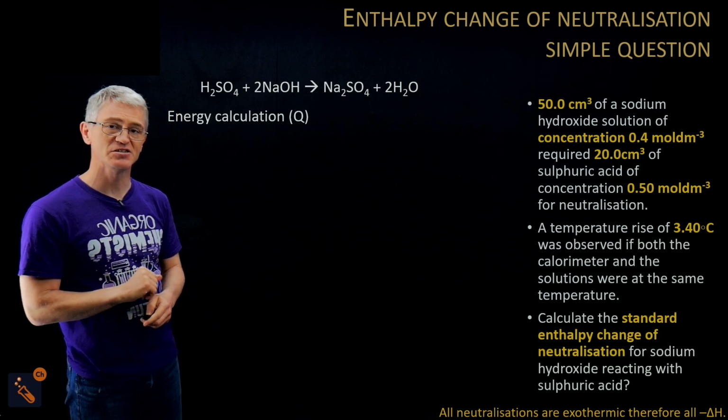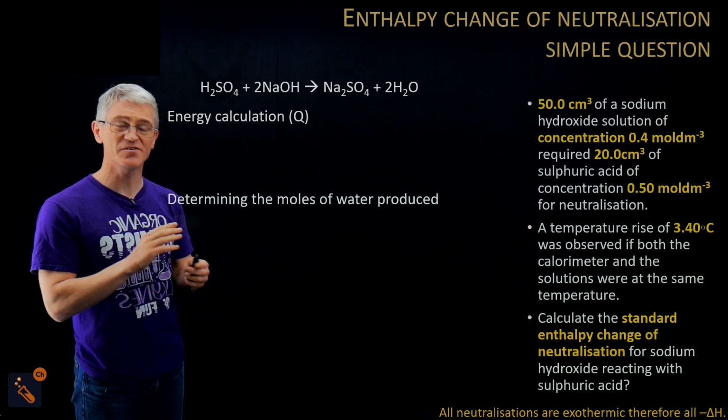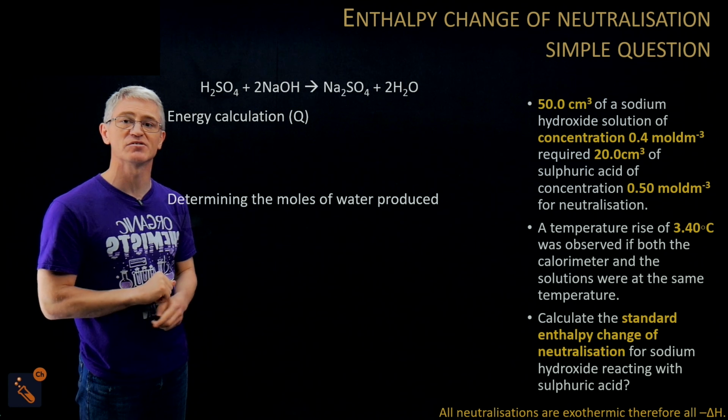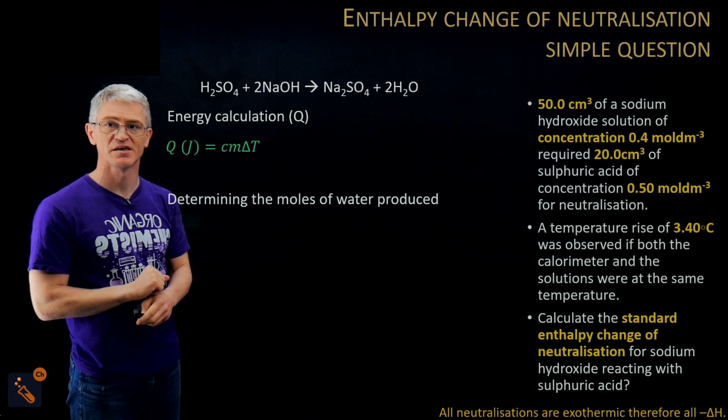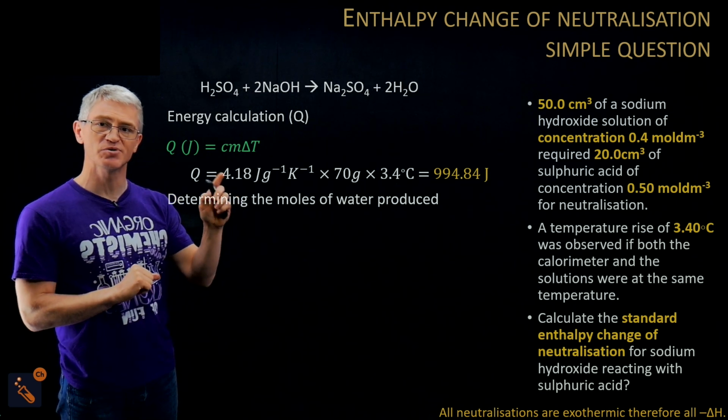Then you need to do the energy calculation. Now the energy, and then after the energy calculation, you need to determine the number of moles of water produced. So we've got this, c delta T. Okay, and we've got our numbers.